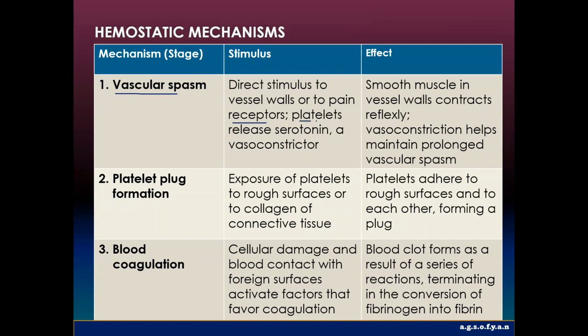And then the platelets will release serotonin, a chemical that will cause the smooth muscle in the blood vessel to constrict the blood vessel, and this process is called vasoconstriction. So the effect is that the smooth muscle walls contract, causing vasoconstriction, and this will help slow down the blood circulation to the leaky area.